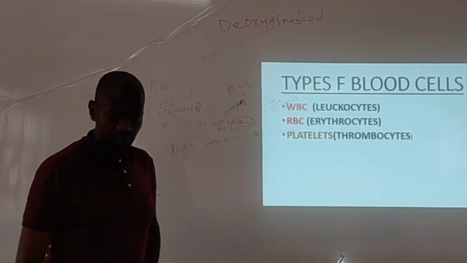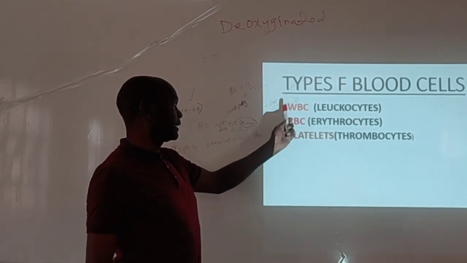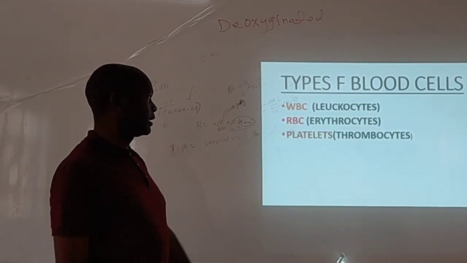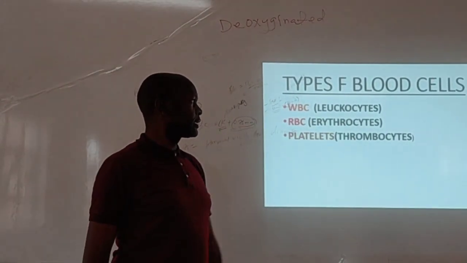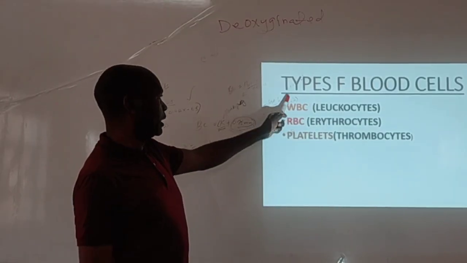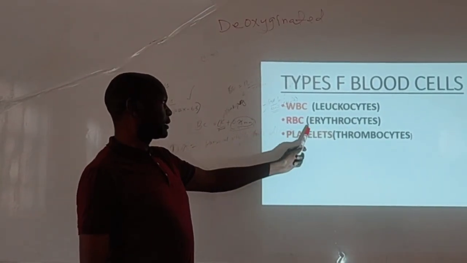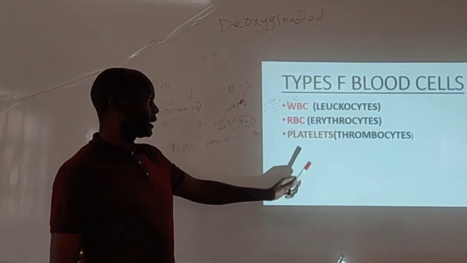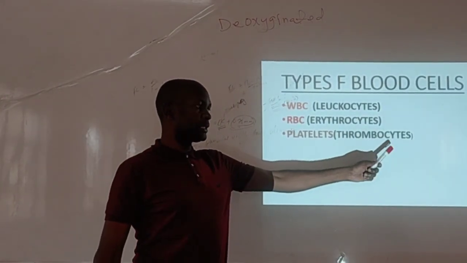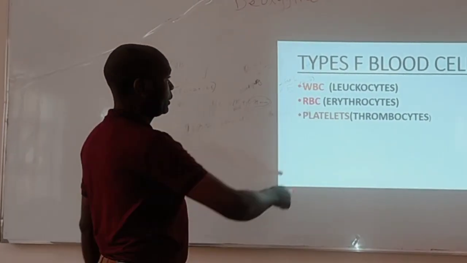So let's look at types of blood cells. There are three. We have the white blood cells, red blood cells, and platelets. Red blood cells are also known as erythrocytes. The white blood cells are also known as leukocytes. The platelets are also referred to as the thrombocytes.